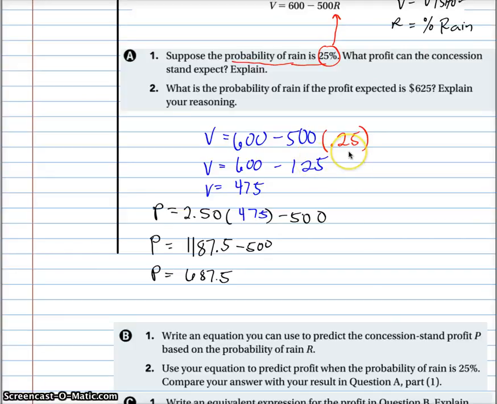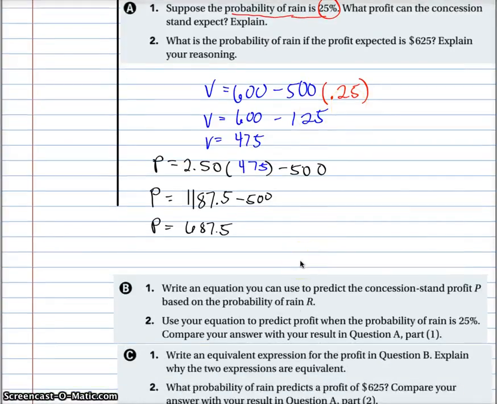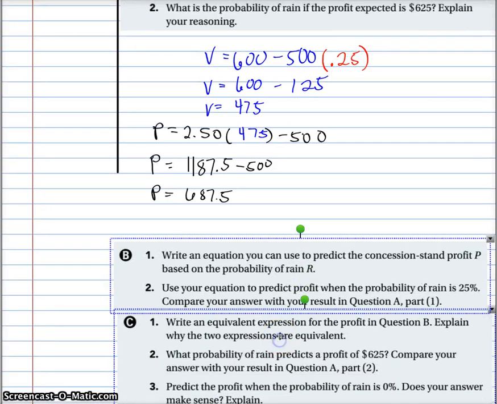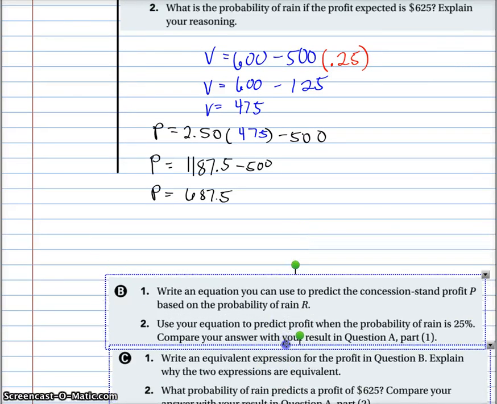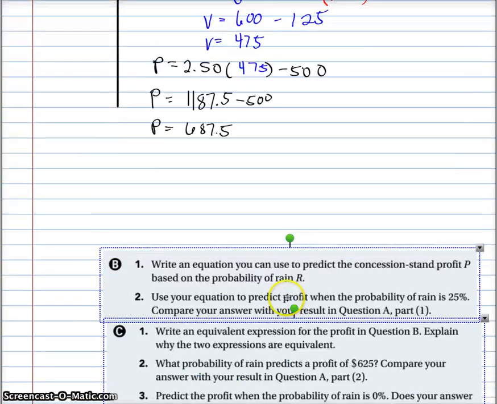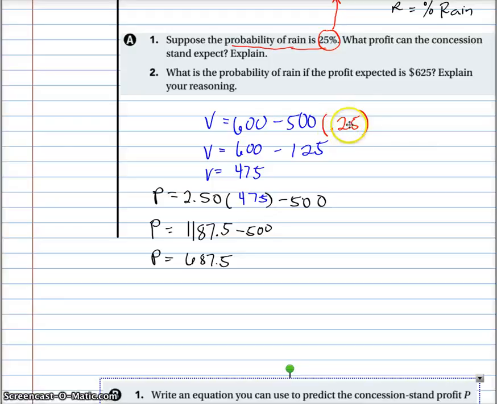Okay, number 2 says, what is the probability of rain if the profit expected is 675? Explain your reasoning. Okay, well, number 2 is a little trickier. It's asking what is the probability of rain? So now we're looking for this. This is our unknown. If we expect to make $625, is it going to be more or less than 475? Well, 475 gave us 687, so it's got to be less than that.